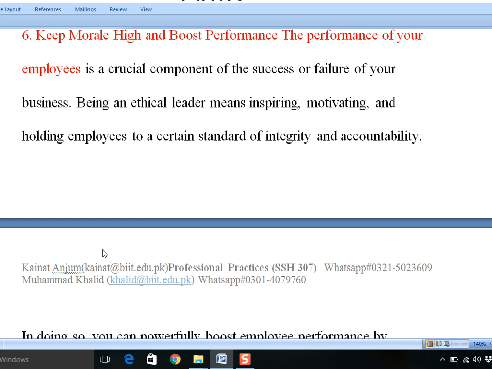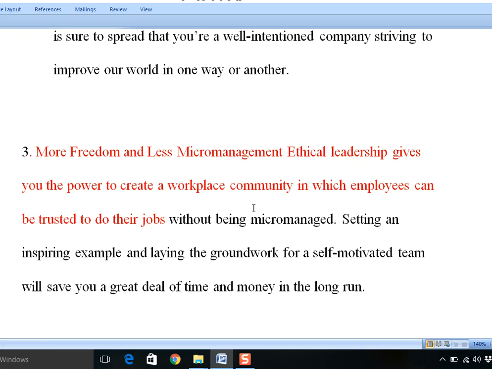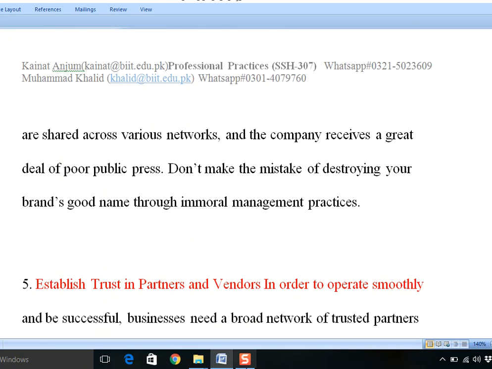Fine. So, I hope that you have understood what a leader is and why we need leadership, clear, and what the benefits of leadership are. These benefits have been written, you can read and understand.